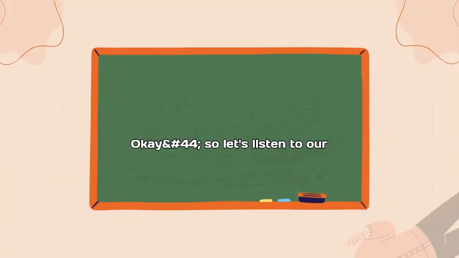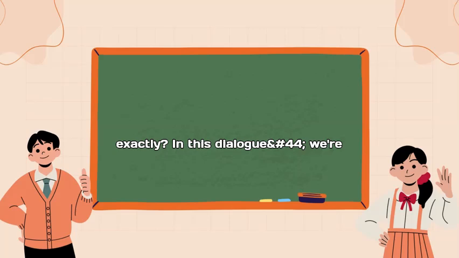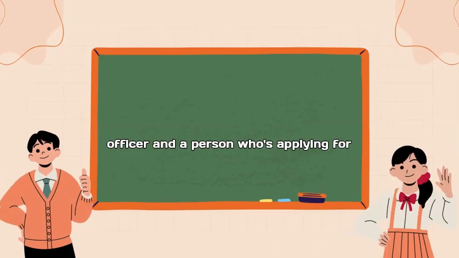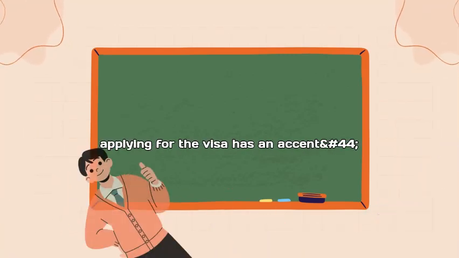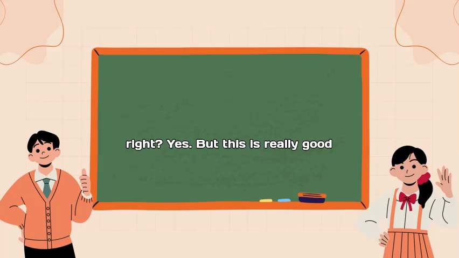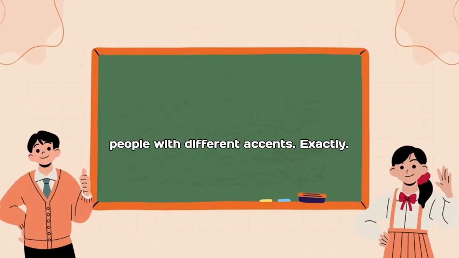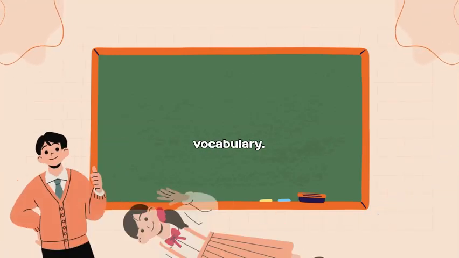Okay, so let's listen to our dialogue. Where are we going to be exactly? In this dialogue, we're going to hear two people, a visa officer and a person who's applying for the visa. Now, the person who's applying for the visa has an accent, right? Yes. But this is really good practice for helping you to understand people with different accents. So let's listen to the dialogue and then we'll come back and explain all the great vocabulary.